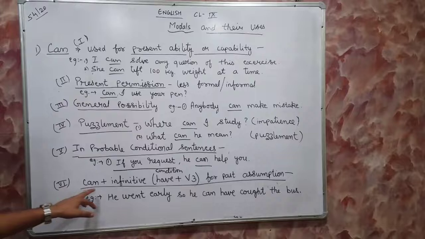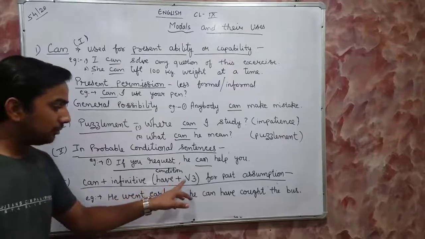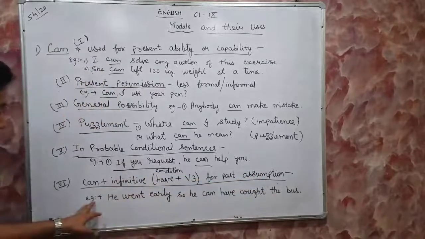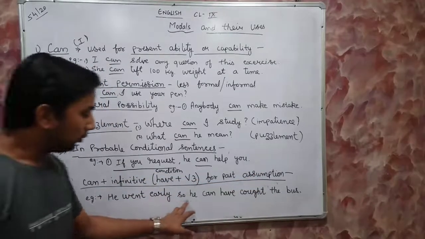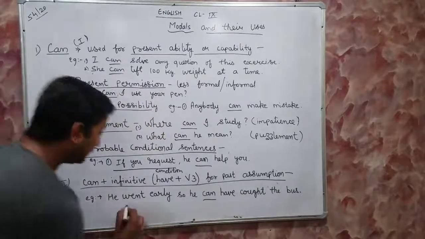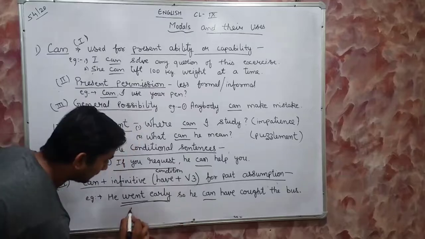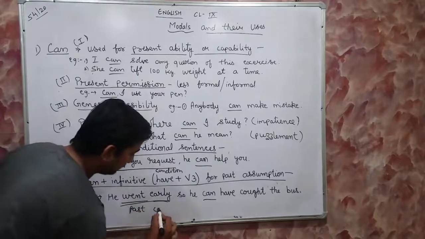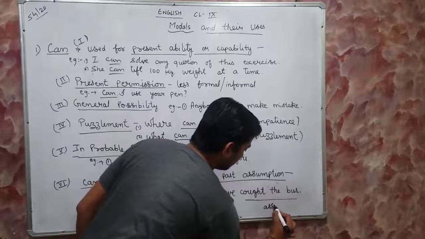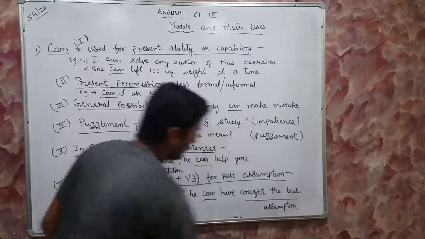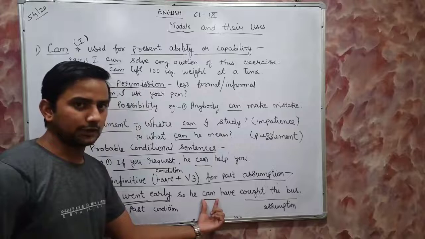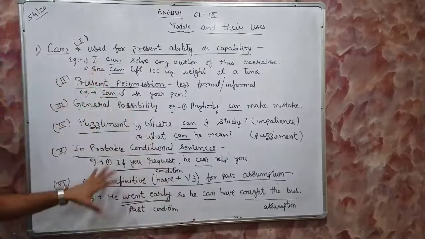Then sixth and last, that is can plus infinitive, that is have plus the third form of the verb, but it should be for past assumption. For example, he went early so he can have caught the bus. He went early, this shows the past condition, and it shows the assumption. Again, the modal can comes here. So these are the different conditions where we use can.